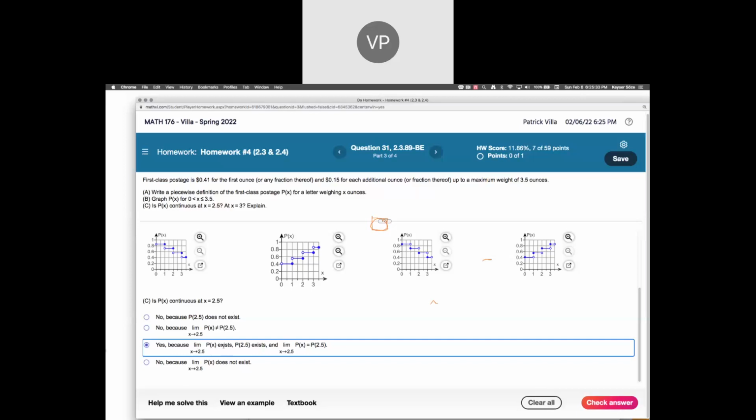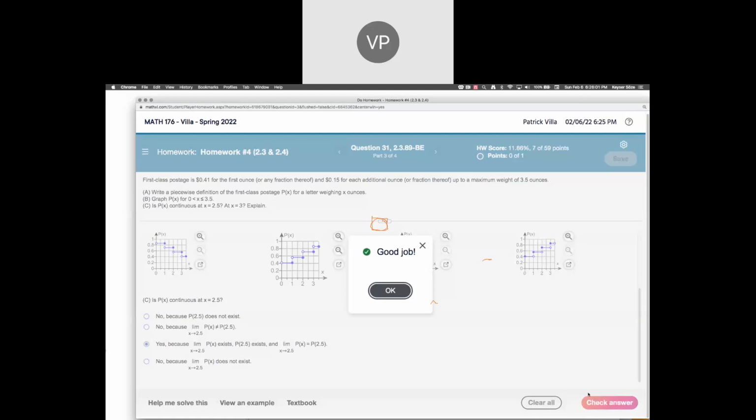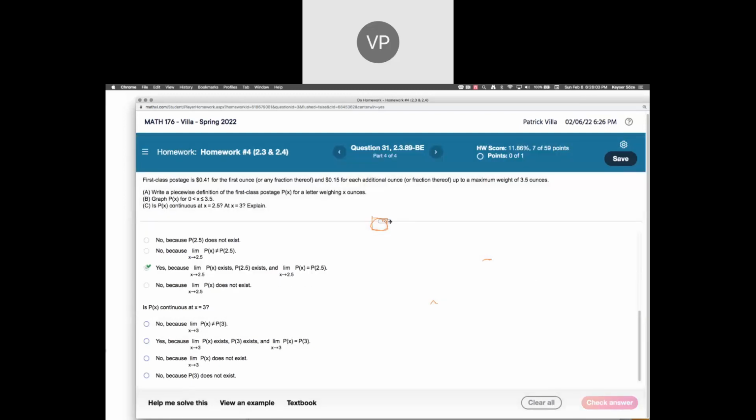Because the limit exists at 2.5, and the limit which exists equals the actual point. That is actually true. So apologies again. I was giving you the wrong answer. They're asking, is it continuous right there at that point? And the answer is yes, it's continuous. And this is the reason: the limit exists, the actual coordinate exists, and they're equal. Those are the three criteria that we had earlier. So that's why the answer is the third choice for part C.